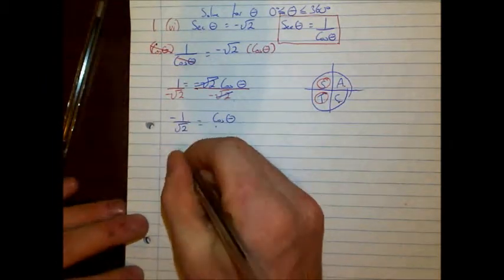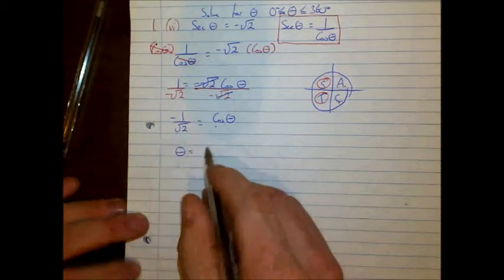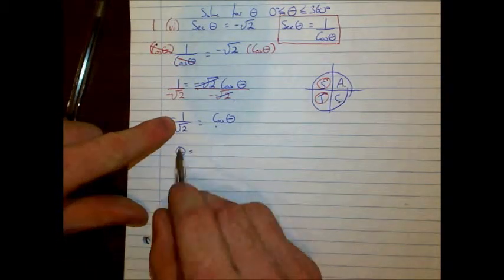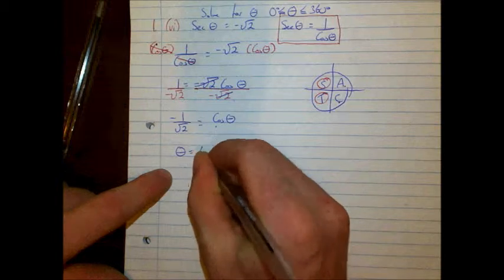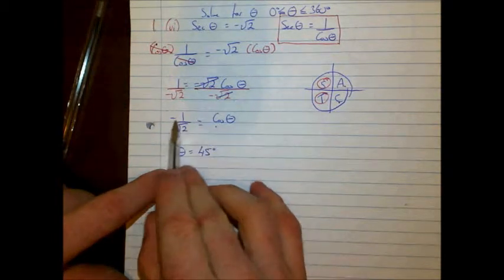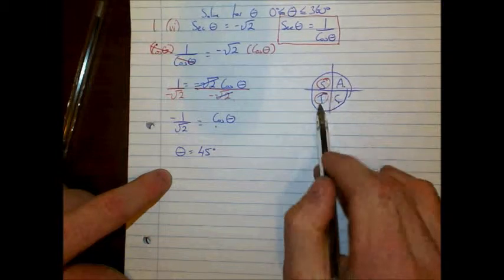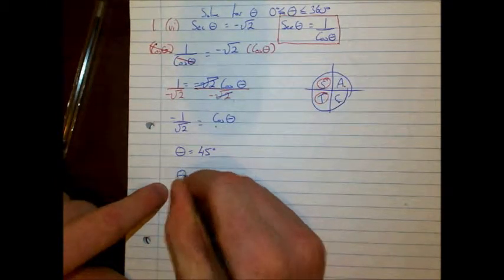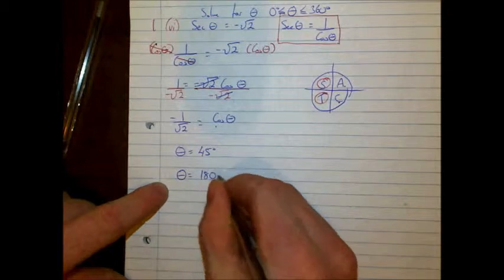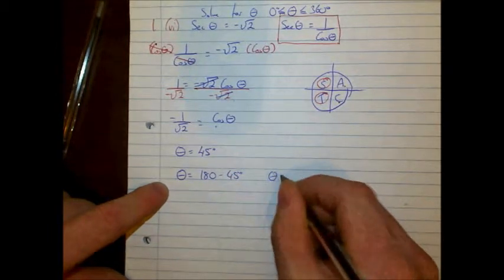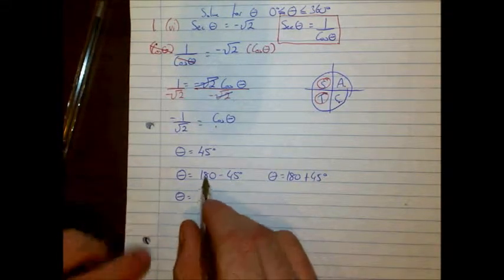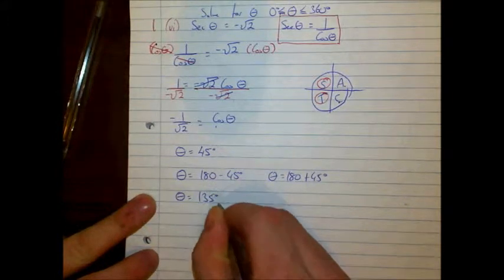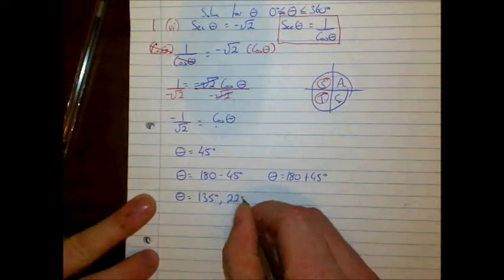Okay, so first of all, the cos of what angle gives me 1 over root 2? Let me check my log tables. The cos of 45 degrees. So theta would normally be equal to 45 degrees, but it's minus 1 over root 2, so it's going to be in the second quadrant and the third quadrant. So theta will be equal to, in the second quadrant, 180 minus 45 degrees, and in the third quadrant, 180 plus 45 degrees. So theta for this question is equal to 135 degrees, and 225. That's my answer for theta.